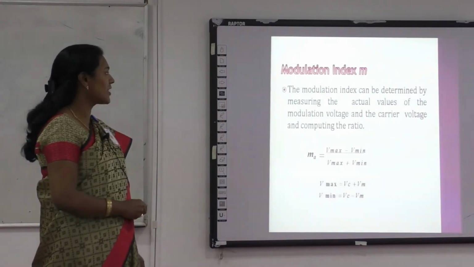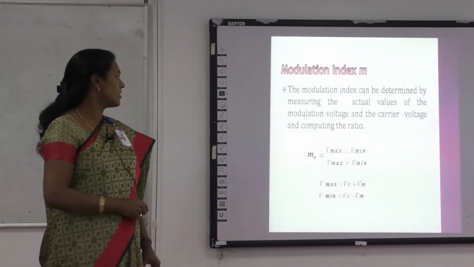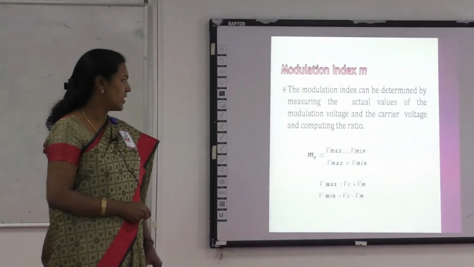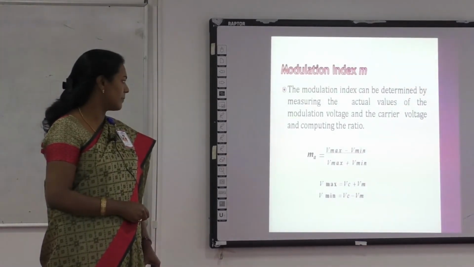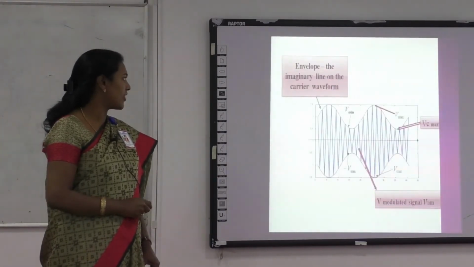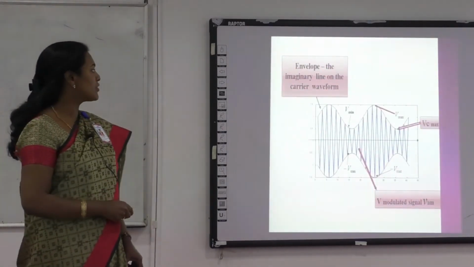You can find out the modulation index of AM using this equation. MA is equal to V max minus V min divided by V max plus V min, where V max is equal to Vc plus Vm, and V min is equal to Vc minus Vm. This can be derived from this particular amplitude modulated signal.